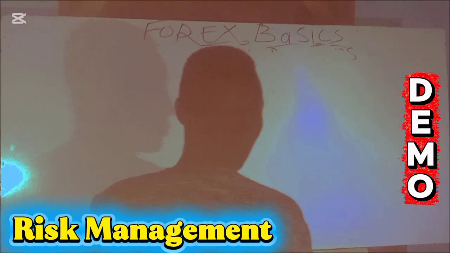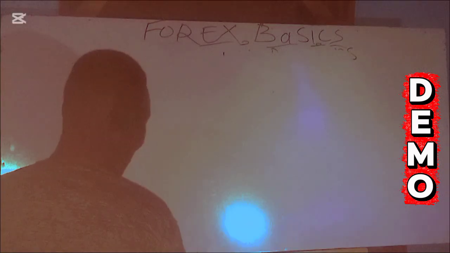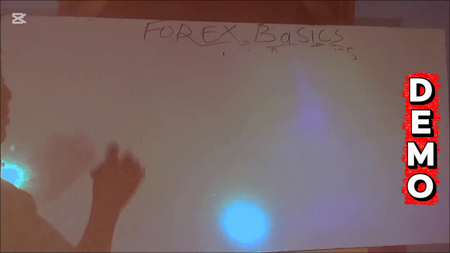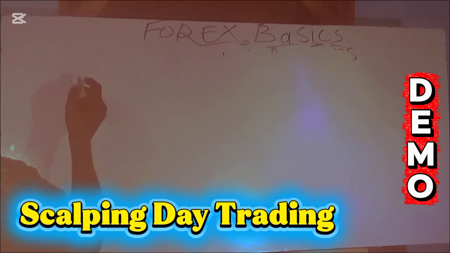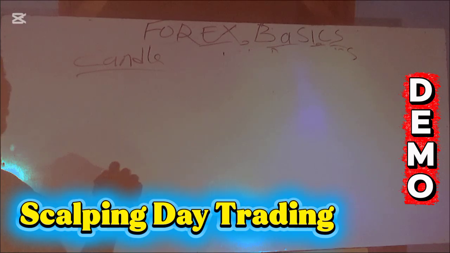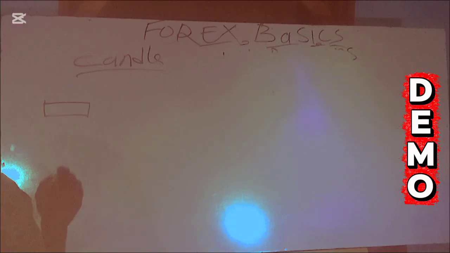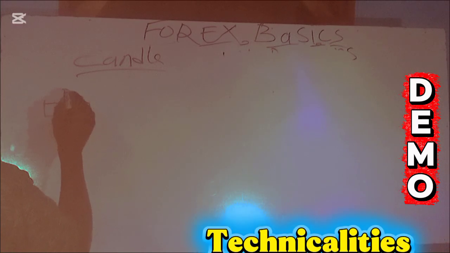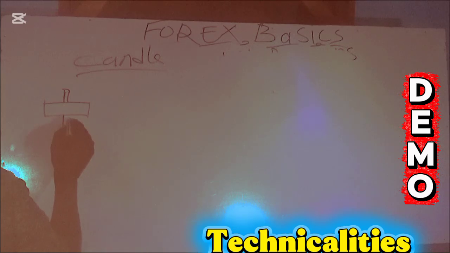Forex is very, very important. Now we have different kinds of candles. Let's look at the candles and their characteristics. Now we have the doji. We have the doji candle, which you see has a mark like this. We call it doji.